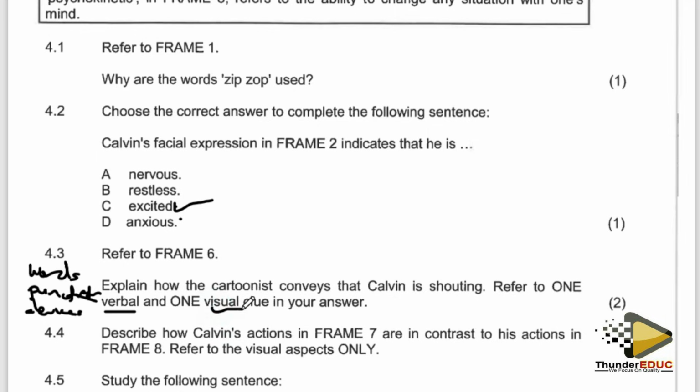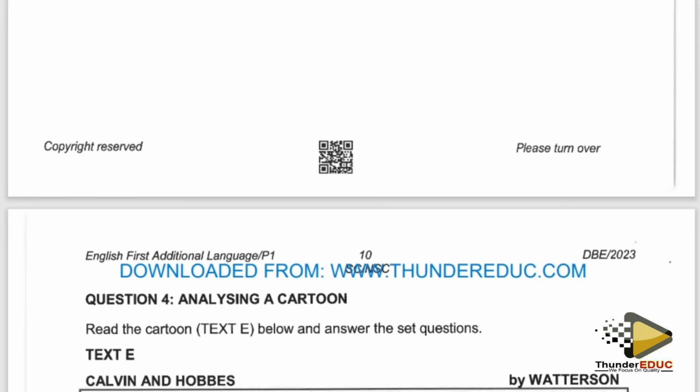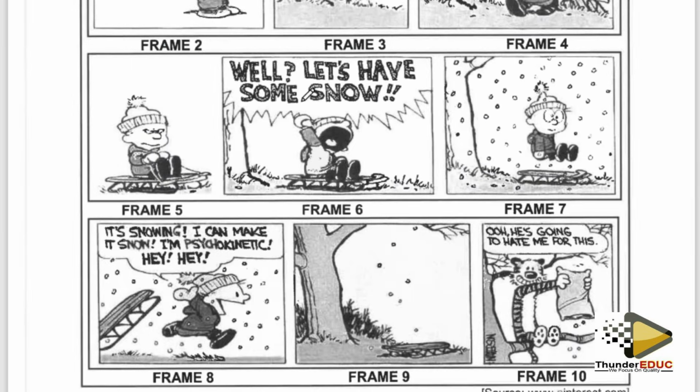Visual clues, we are always going to have the facial expressions, the body language. Those are our visual clues, or movement lines. They said, how does he convey that Calvin is shouting? There should be one verbal and one visual clue, and we're in reference to frame 6. Let's go back to frame 6. In frame 6, this is our frame 6.